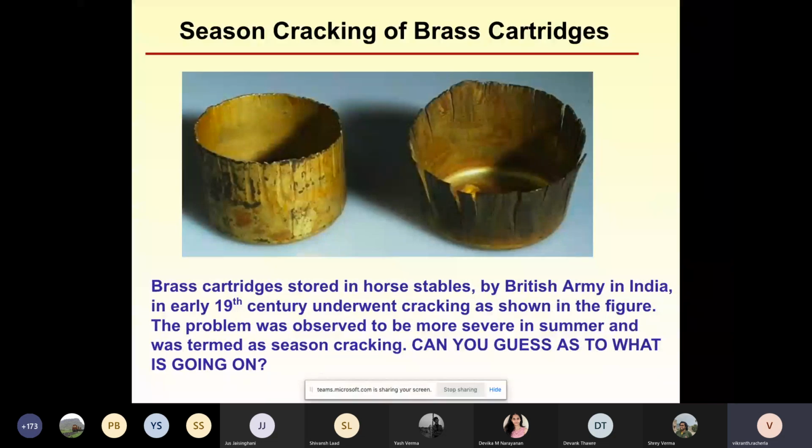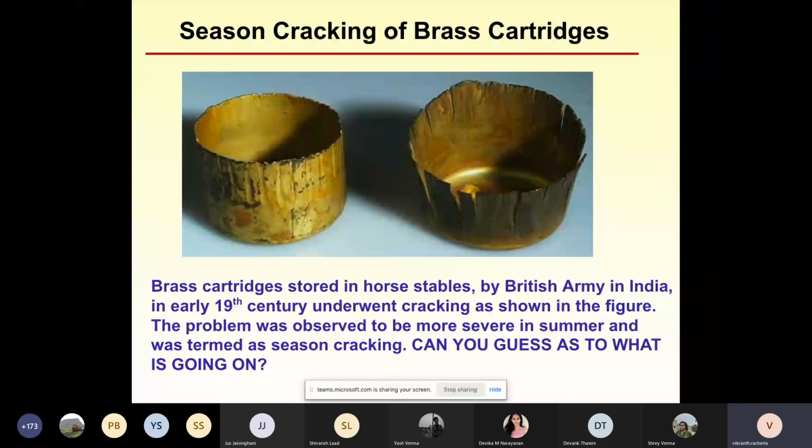So in the early 19th century, so we are talking about the 1800s, when the British Army was in India, they used to use these brass cartridges in their guns. What is shown over here are the cases of these cartridges. Within these cartridges, they would store the explosive powder, and this would come as a two-piece thing.